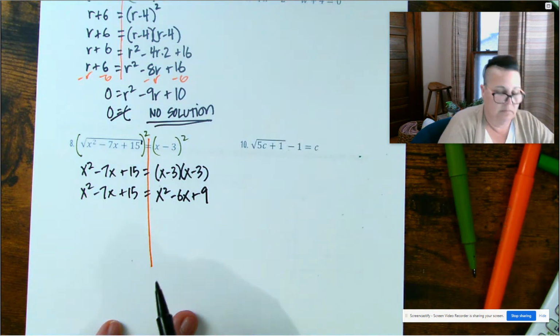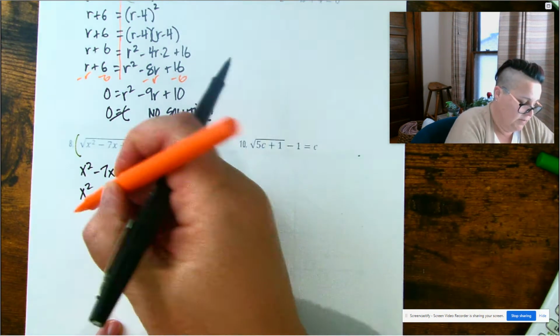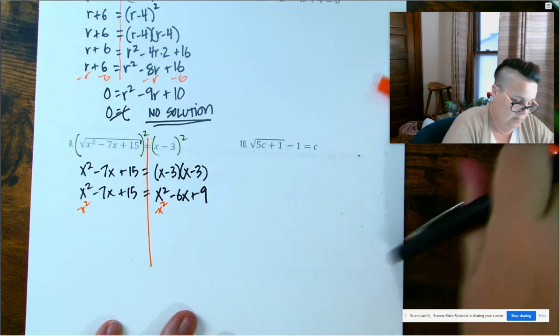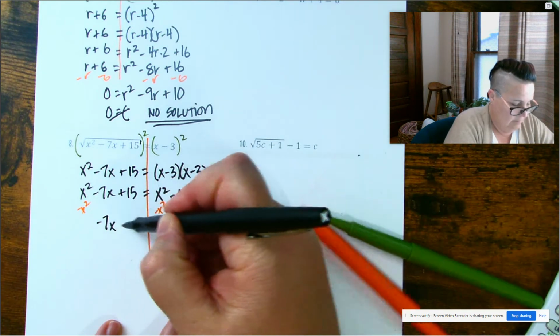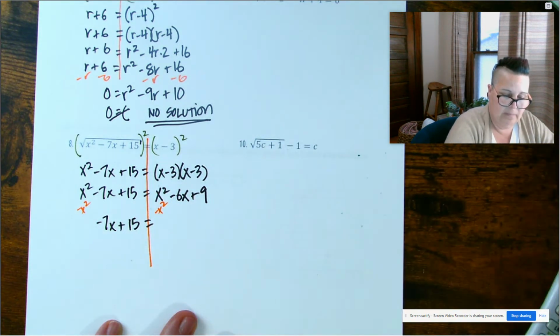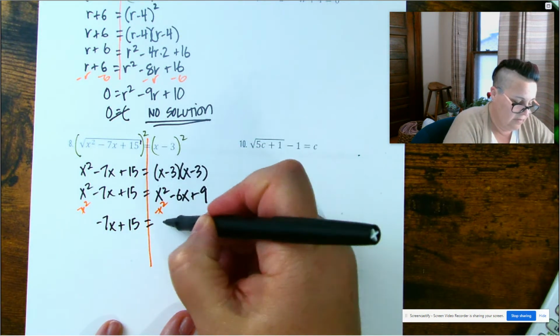Okay, now I can take x squared from both sides. You see the pens roll down to me? I don't know why. They never used to do that.